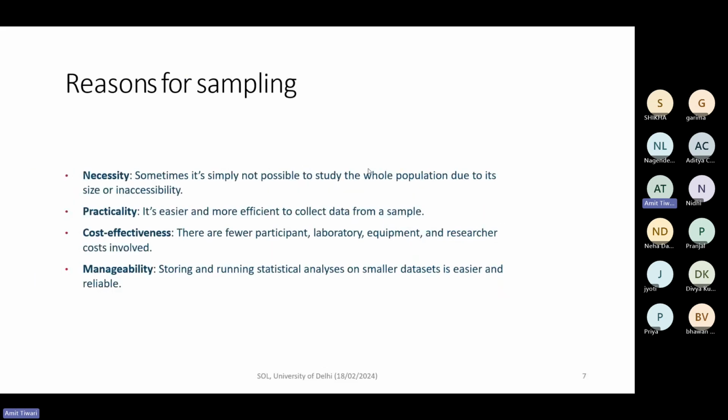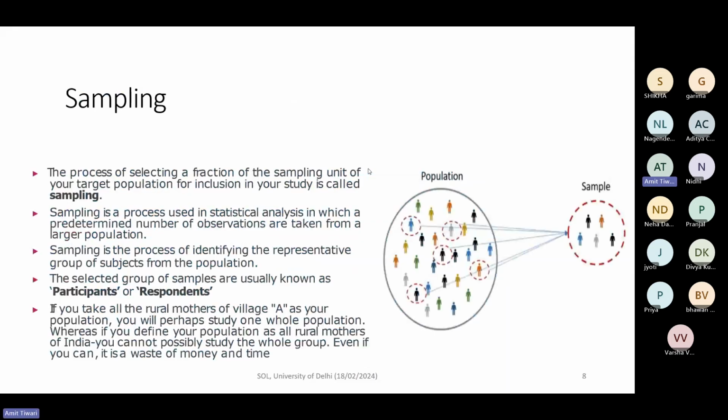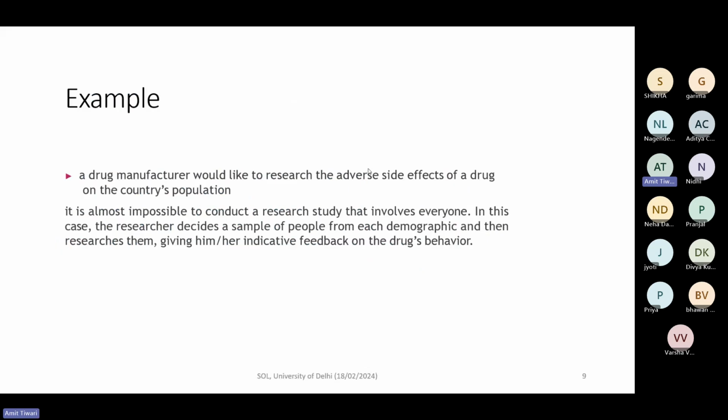The reason for sampling is necessity: sometimes it is simply not possible to study the whole population due to its size or inaccessibility, as in the example of library schools or an entire country. Practically it is not feasible to always go for a census. Cost effectiveness is another reason to use sampling techniques. Another is manageability: sometimes you can't manage huge data sets. These are some of the practical reasons why we go for sampling. As I have already discussed these things, I will just move forward.